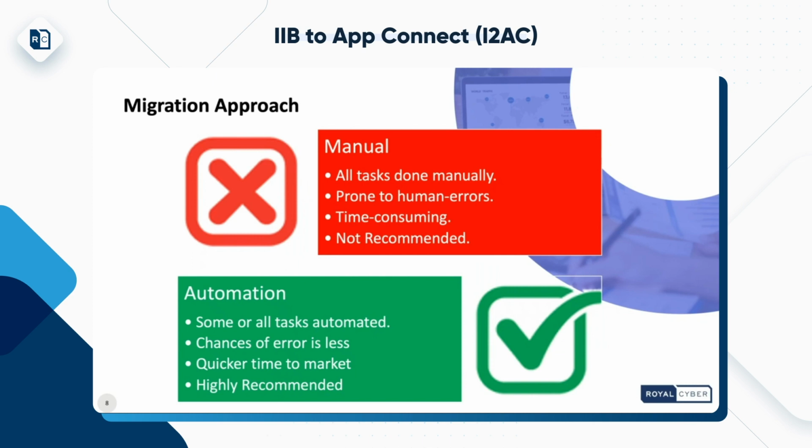Now, what is the migration approach that we can take? So there are only two different types of approaches that we can do for the migration. The first one is the manual one, and the other one is the automated one. In the manual approach, all tasks are done manually, which takes considerable time and is prone to human errors. This is not recommended, especially in the age of hyper automation. The second approach is automation, where some or all tasks are automated or semi automated.